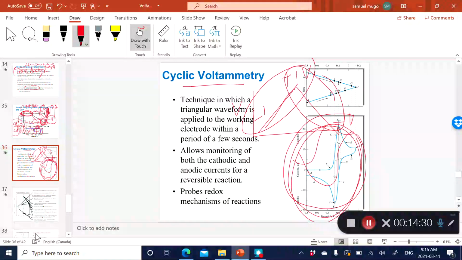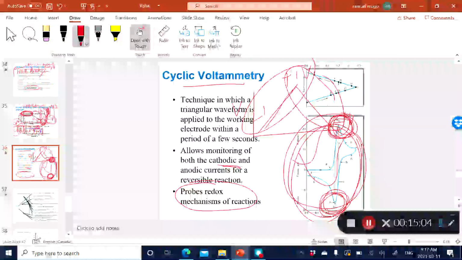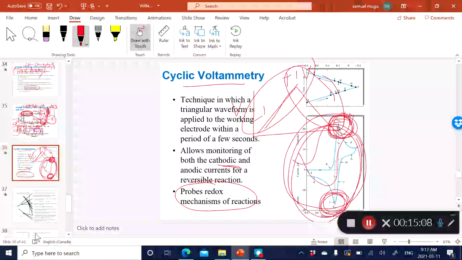Now, as you can see, a huge advantage of cyclic photometry is that you are able to monitor both cathodic processes or redox processes. So you've got a cathodic peak right there. And also you've got the anodic peak right there. So you've got more information compared to what you had before. And as such, cyclic photometry is such an important technique when you're trying to probe redox mechanisms of reactions, because you're doing reduction and oxidation at the same time.